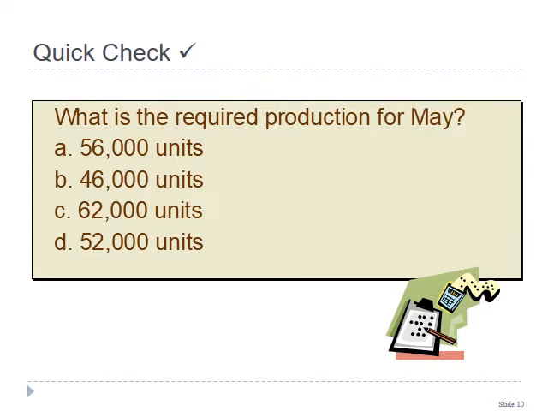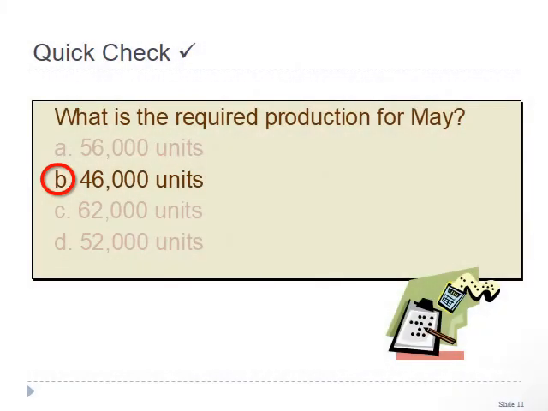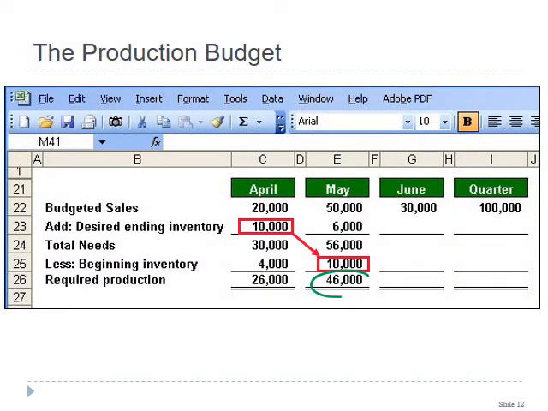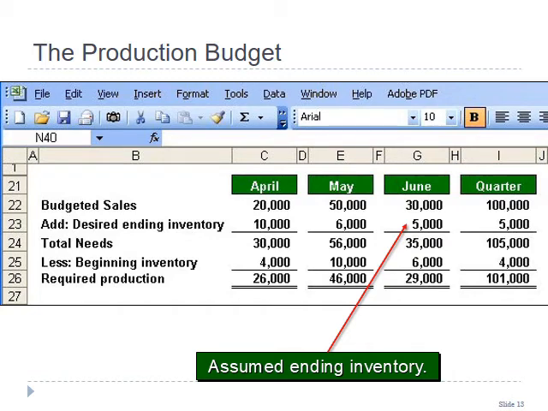Similarly, what is the requirement for production for May? It is 46,000 units. Let's see that. Here it is. How? Because 20% of the next month's sales is going to be this month's ending inventory. So the ending inventory of April will serve as the beginning inventory in May. The need is 46,000.